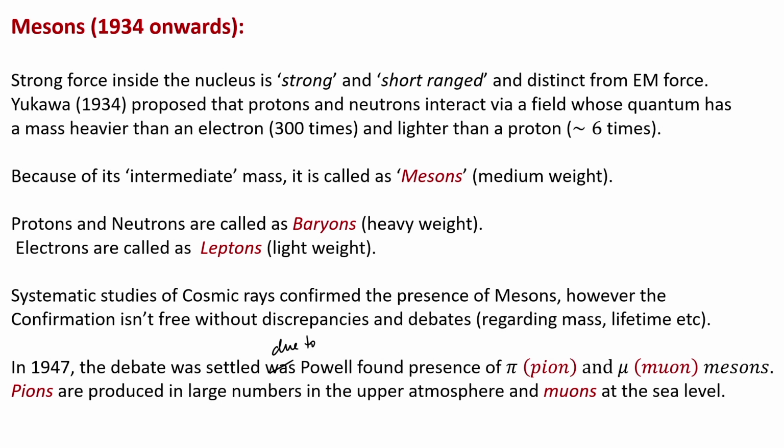In fact, pions are the ones which are found in very large numbers in the upper atmosphere, and they decay as they enter into the atmosphere, and the muons are mainly found at sea level.